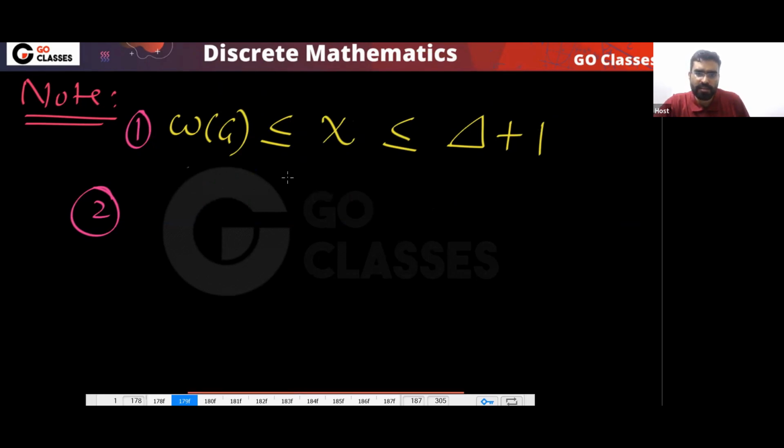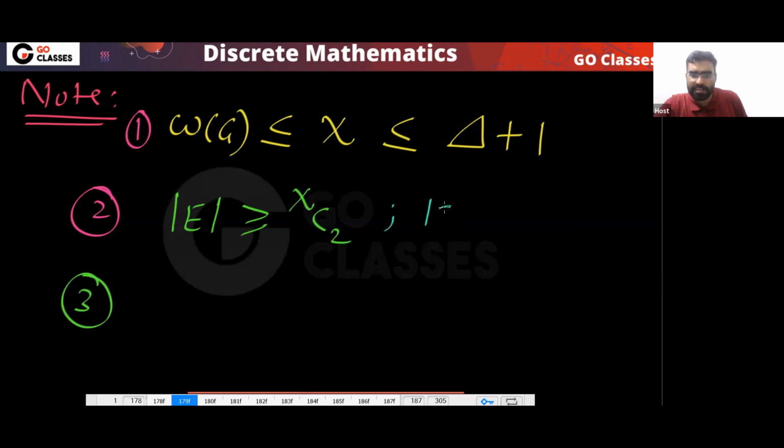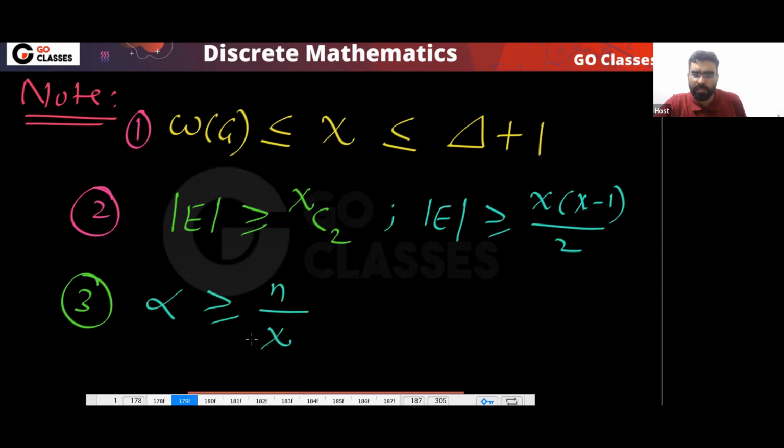And the next thing, the minimum number of edges will be greater than or equal to chromatic number C2. The same thing I can write like this: the minimum number of edges will be chromatic number times chromatic number minus 1, divided by 2. And another thing is alpha, which is greater than or equal to n divided by chromatic number.